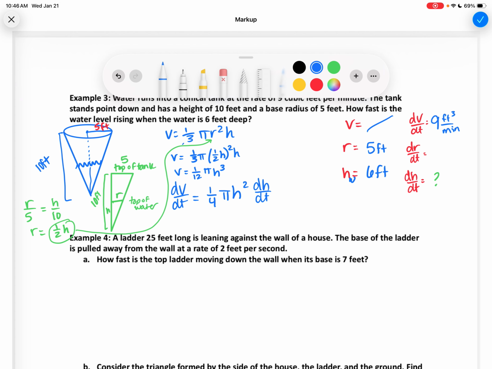So dh/dt equals 4 times dV/dt over pi h squared. Plugging in numbers, 4 times 9 over pi times 6 squared just becomes 1 over pi, I think. 36, yeah. So 1 over pi feet per minute is the dh/dt value that I was solving for.